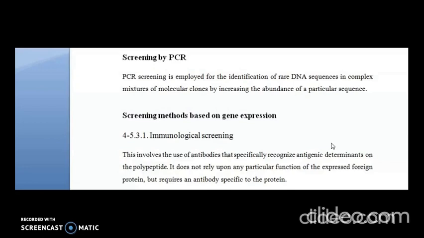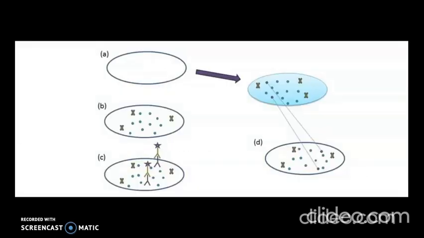Then the screening methods based on gene expression. The first one is immunological screening. This involves the use of antibodies that specifically recognize antigenic determinants on the polypeptide, and it does not rely upon any particular function of the expressed foreign protein, but it requires an antibody specific to the protein. Let's see the schematic representation of immunological screening.